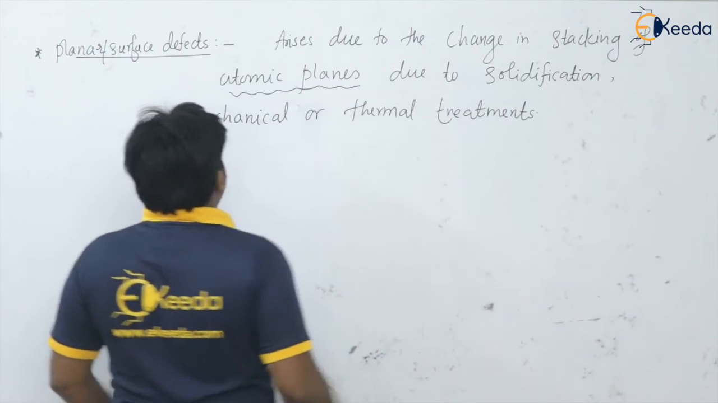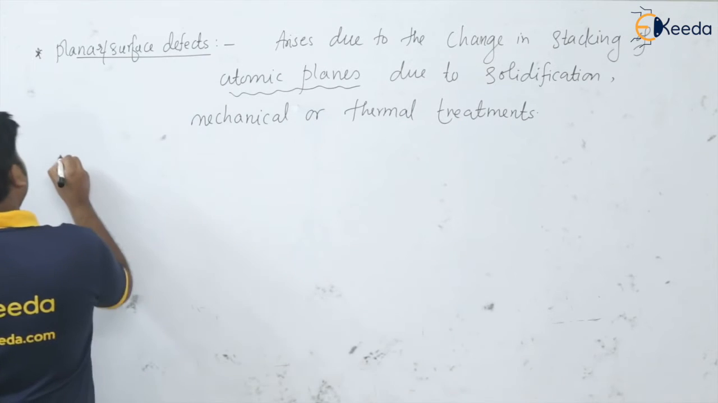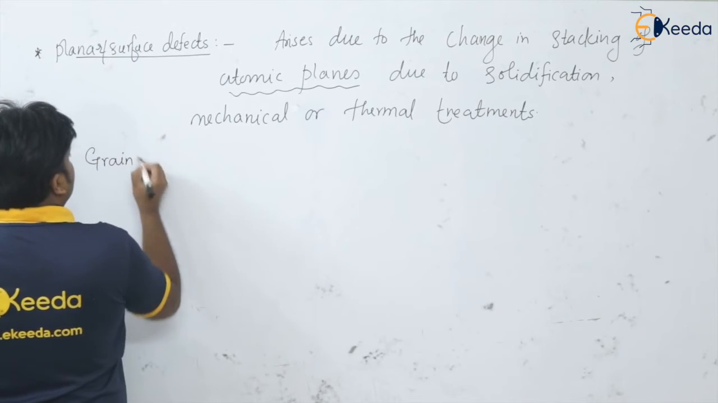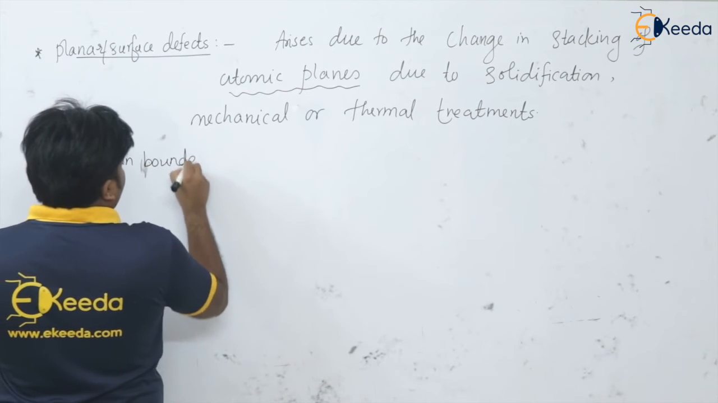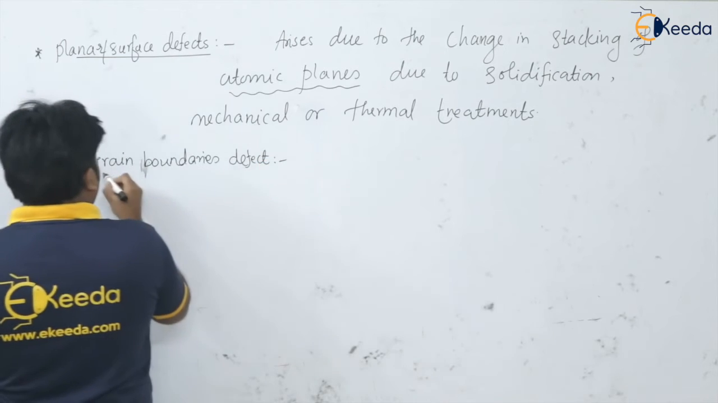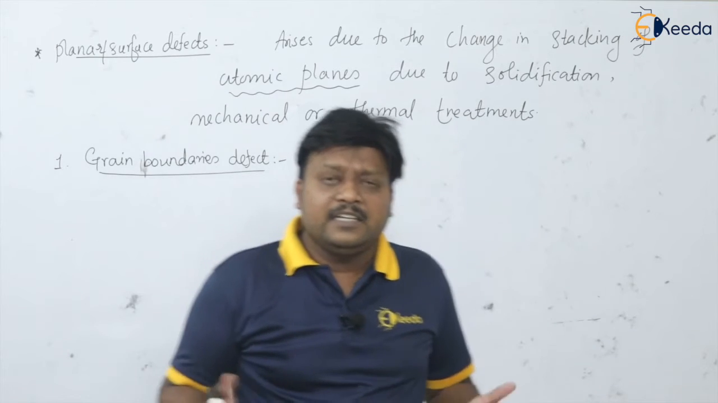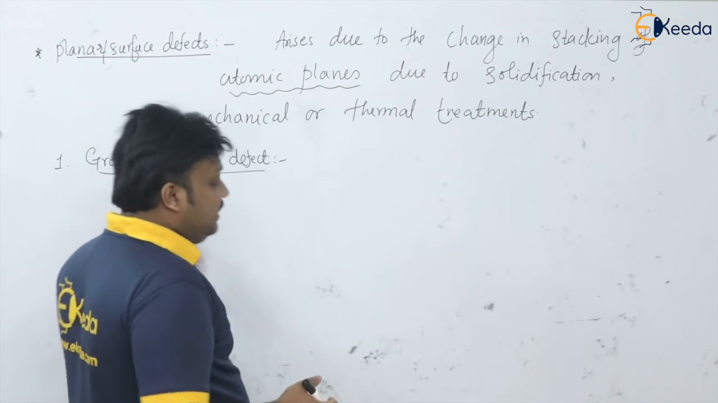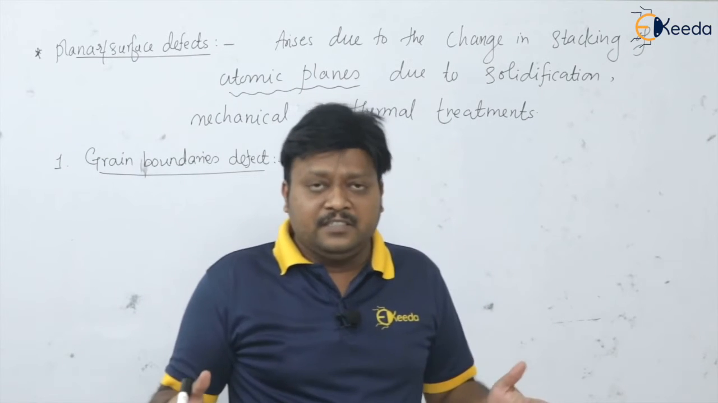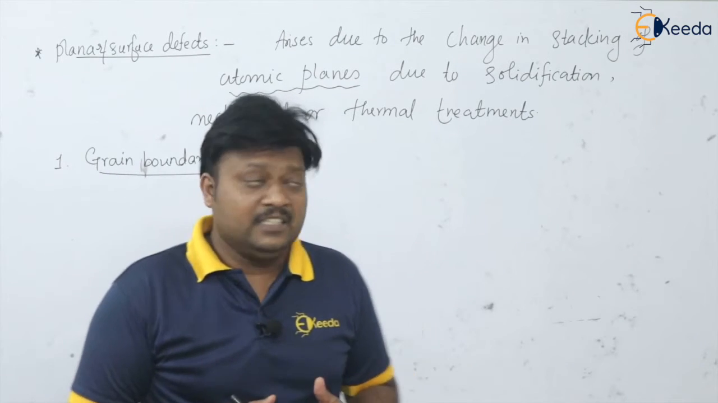So these are actually the planar defects, and we know that the planar defects are classified into, number one, the grain boundary defect. So let us first see this grain boundary defect. What is this defect? This grain boundary defect is basically because there are different grains with differences in their orientation, isn't it?